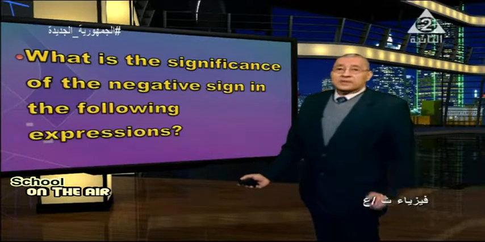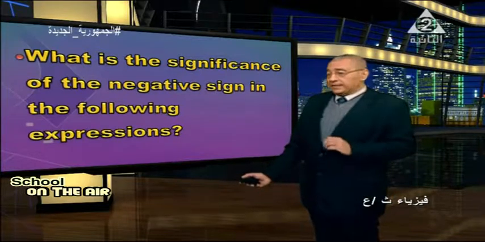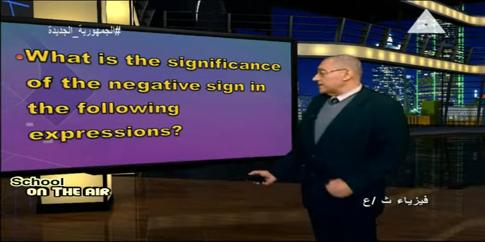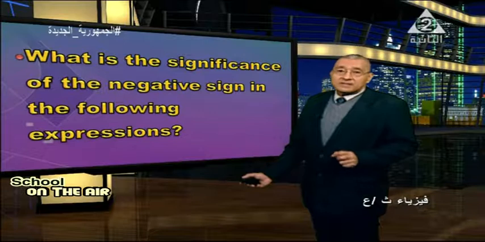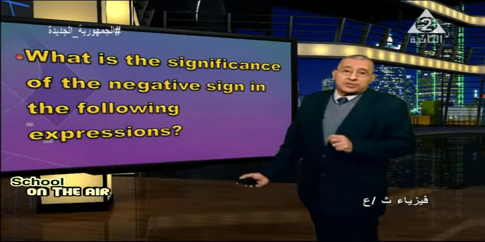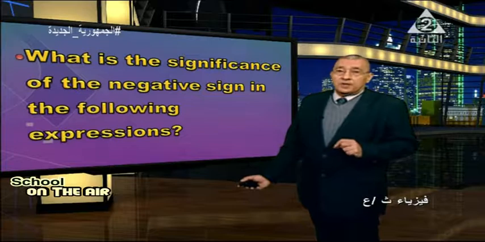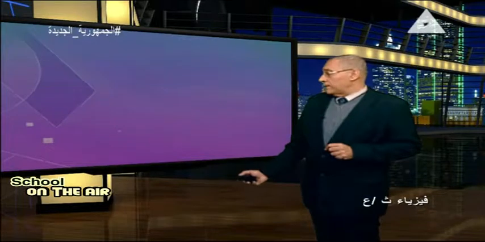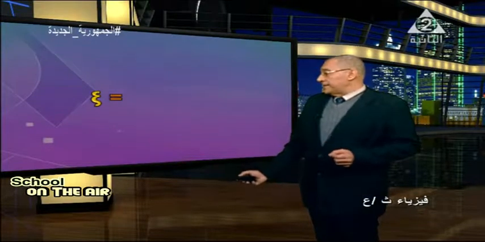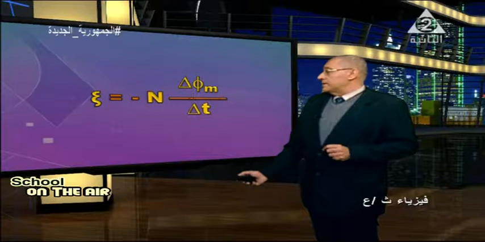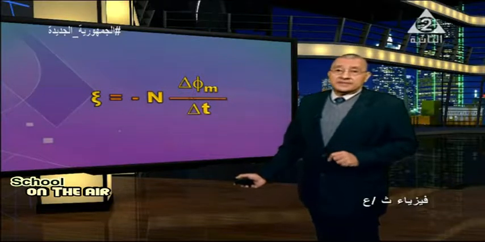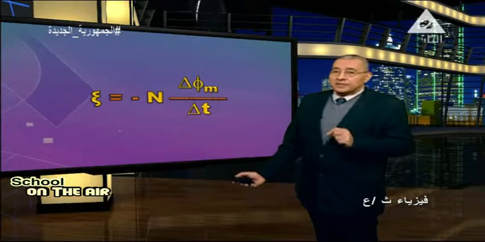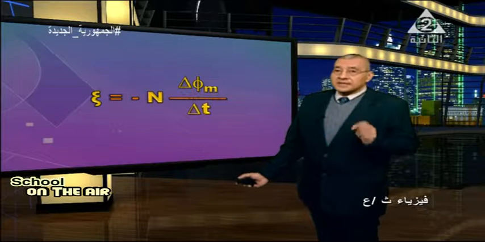We've got another type of questions. Okay, I think you'll find it interesting and so easy for you. What is the significance of the negative sign in the following expression? We want to know the meaning of the negative sign. EMF equals negative N delta phi magnetic over delta T. The question asks for the significance of the negative sign.